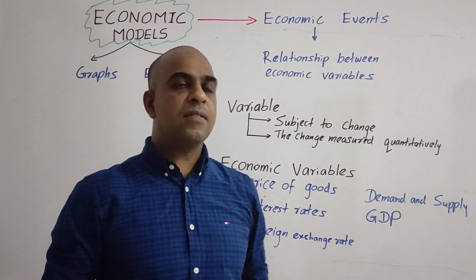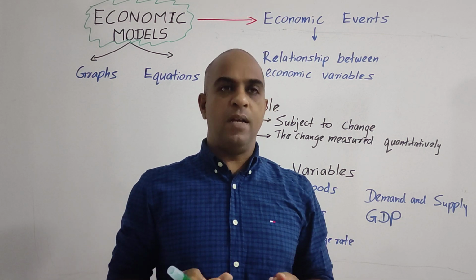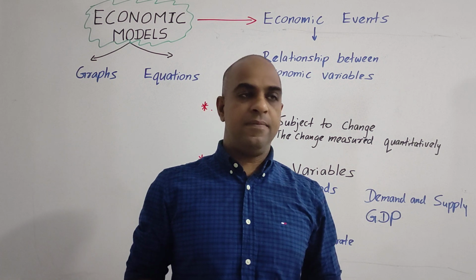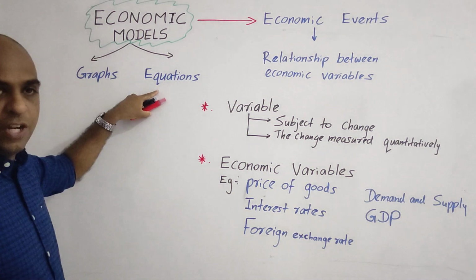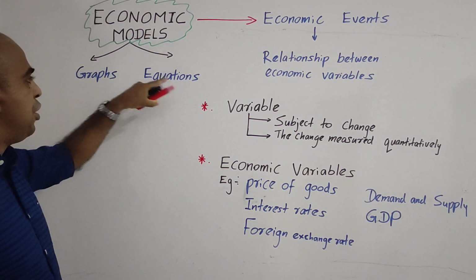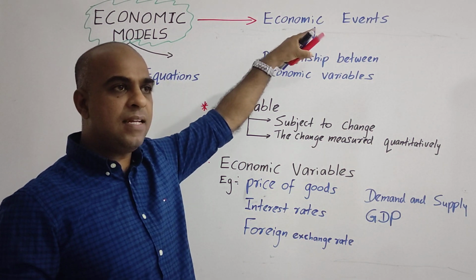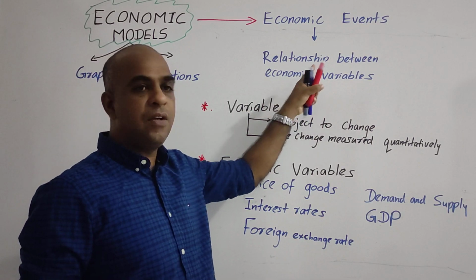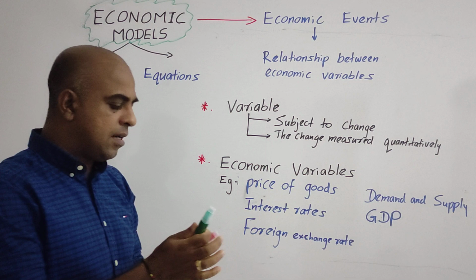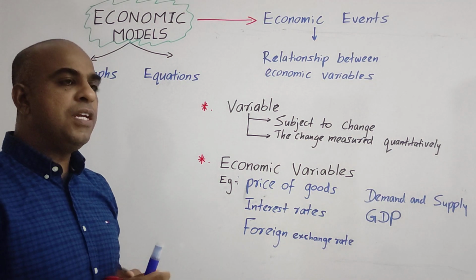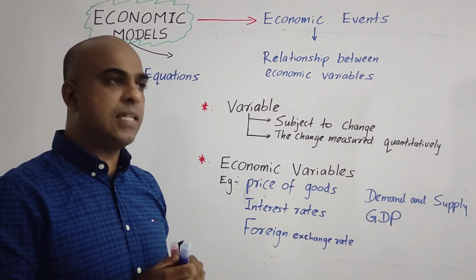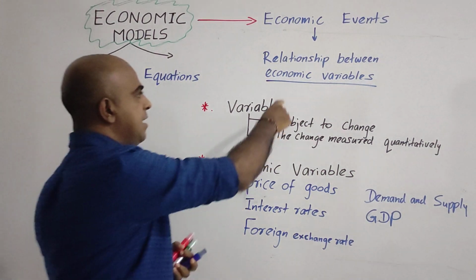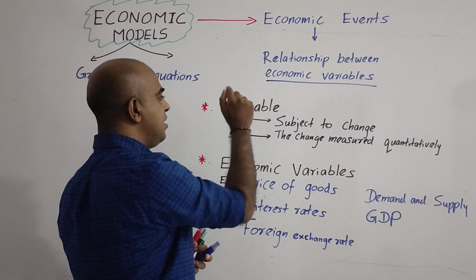So in economics, there are two main popular models used to explain the economic event in a simple manner. They are graphs and the equations. So in economics, graphs and equations are used to explain the economic events, that means the relationship between the economic variables. Before we discuss the economic variables, we should identify the meaning of the term variable. Later we will discuss the meaning of economic variable after the discussion of variable.